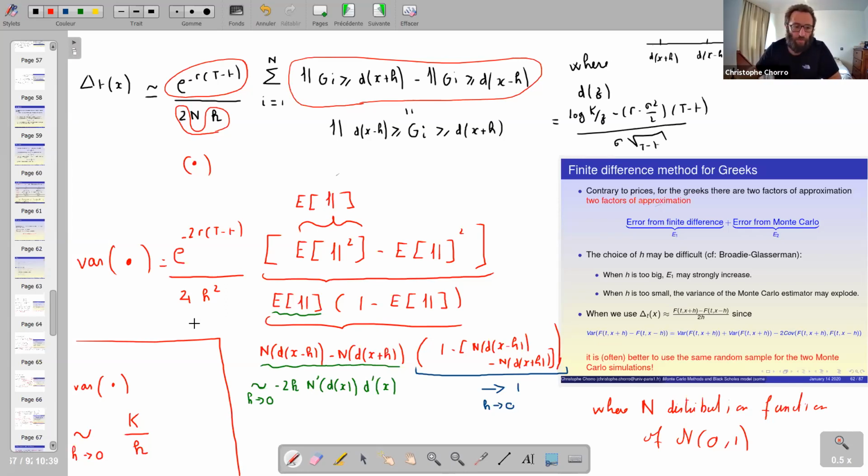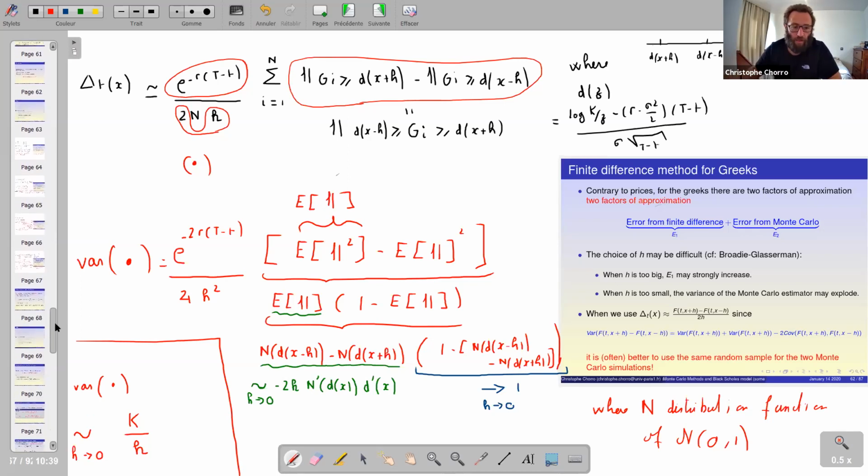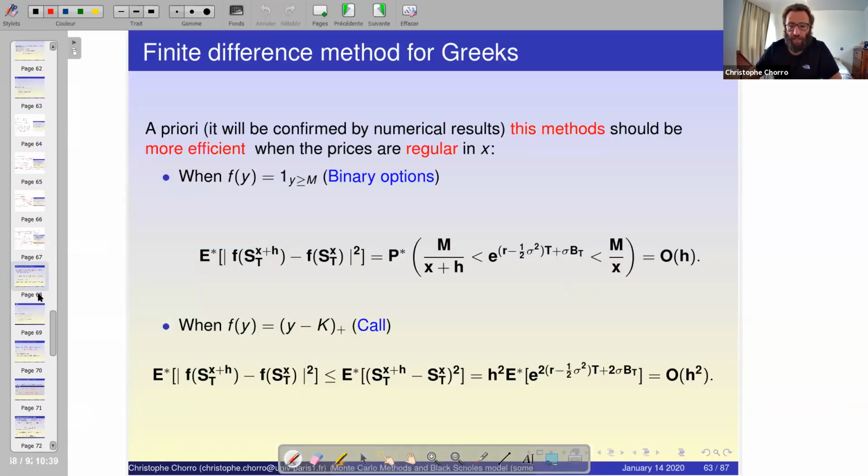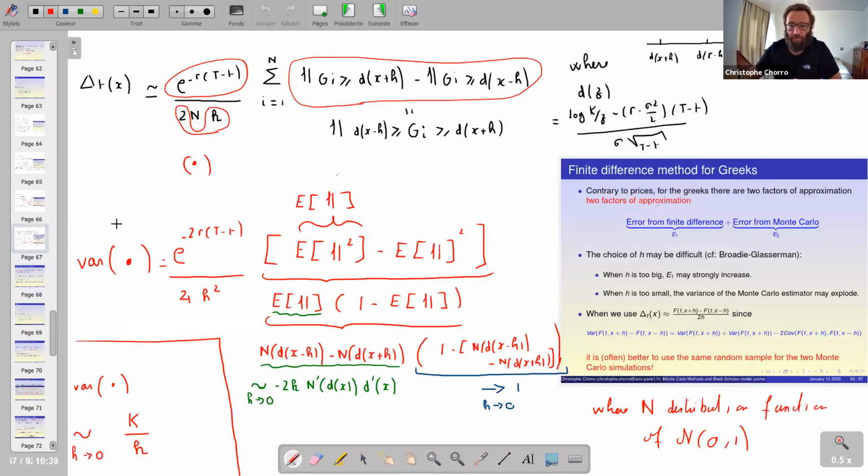So what will be our ID? I have done the job here. Just to say what I can say here, I will drop this one. Just keep in mind that my approximation scheme for the delta, or for all the Greeks, gives rise to a dilemma.